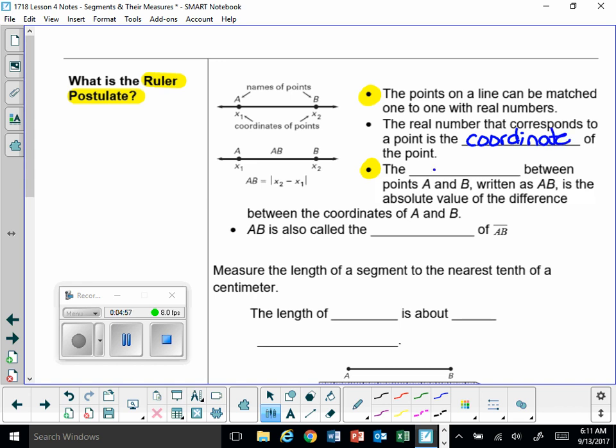And then the distance formula, or the ruler postulate, says the distance between points A and B, written as length AB, is the absolute value of the difference between the coordinates. That's that formula from our definition on the front right here. AB without a bar is called the length of segment AB. The ruler postulate is what makes a ruler work, what allows us to measure things with a ruler.